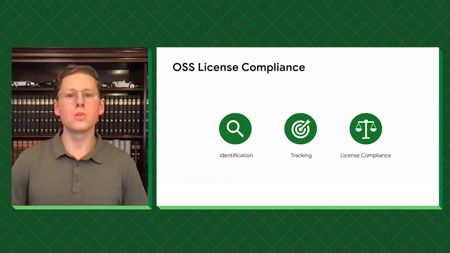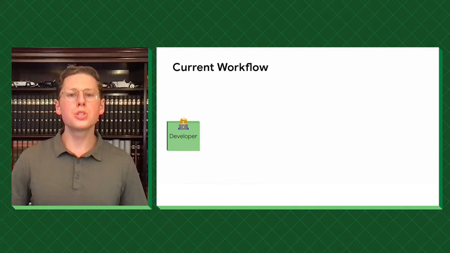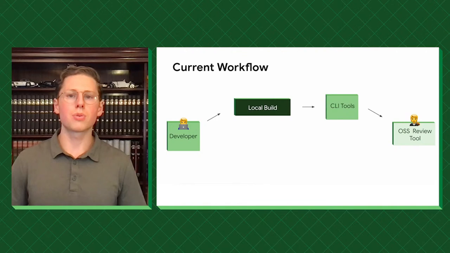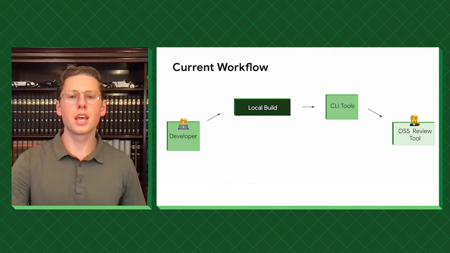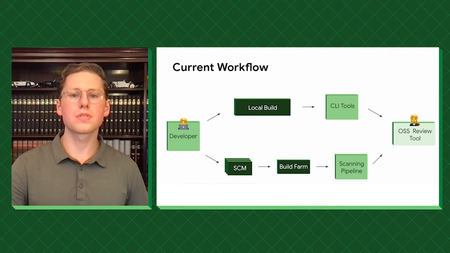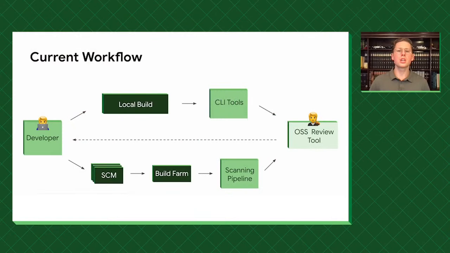In the current workflow, there are two strategies for a developer to gain approval for open source package usage. The first option is for them to run a local build, use a CLI tool to scan for open source software, and use another CLI tool to file tickets to track the open source software. In the second option, a team can set up its own continuous integration pipelines, where after developers check in code, new builds are triggered, the latest build artifacts are scanned for open source software, and tickets are created for any newly added packages. After tickets are filed to the OSS review tool, people from the legal and security team review the packages asynchronously. If any package is found denied for use, developers are notified and the package must be removed.